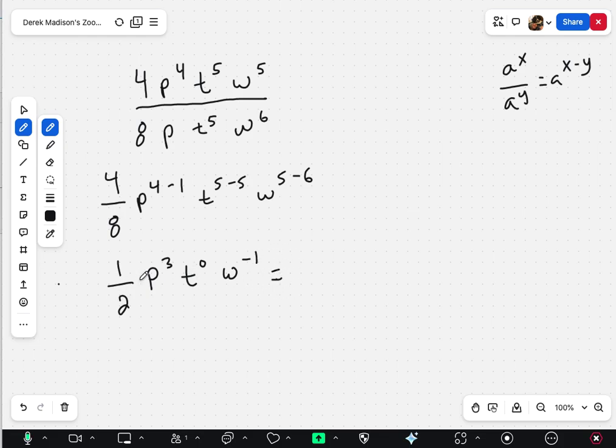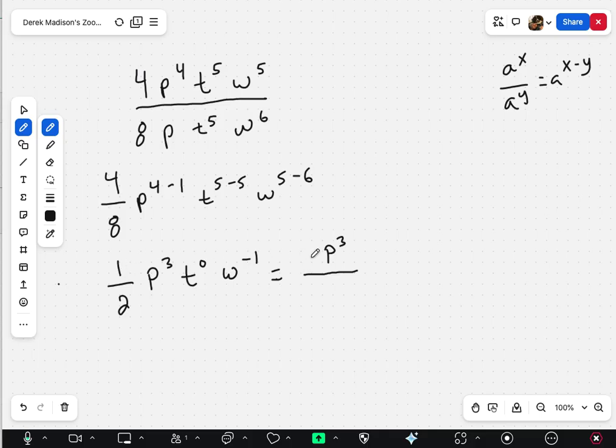There's a little bit of simplifying left to do. When I have a positive exponent, that means it's in the numerator. When I end up with a negative exponent when I'm doing the subtraction, that means it belongs in the denominator. So let's set up a fraction. The p to the 3rd is up in the numerator.